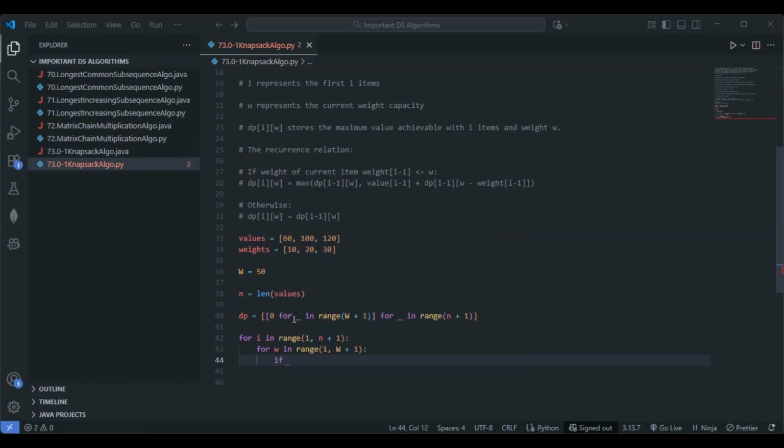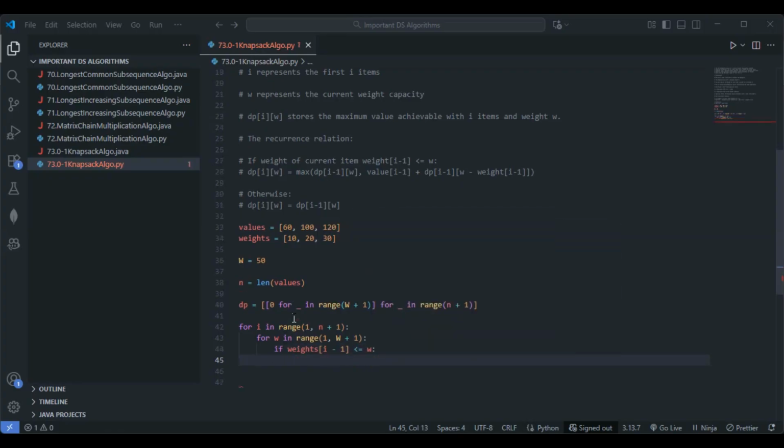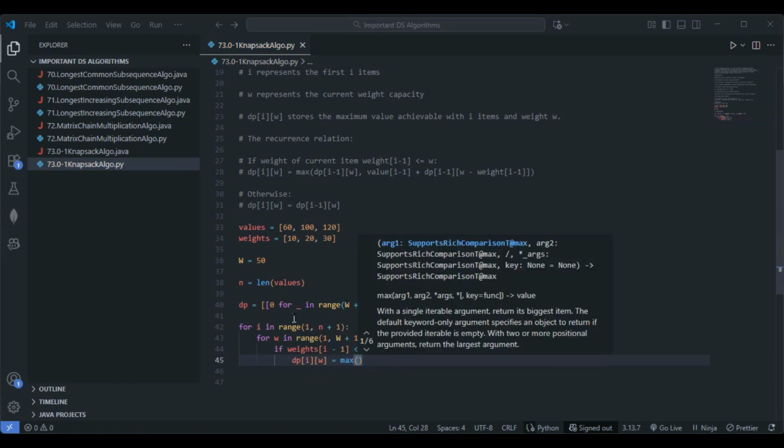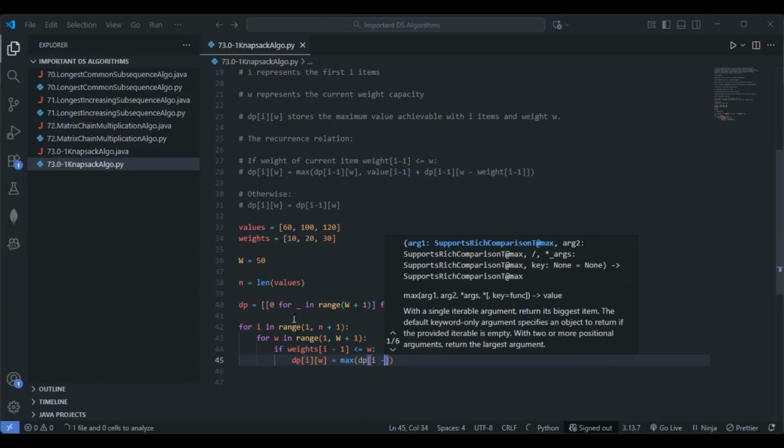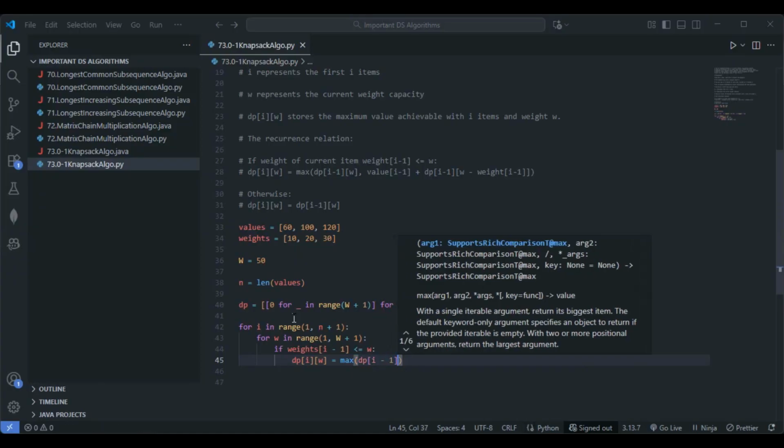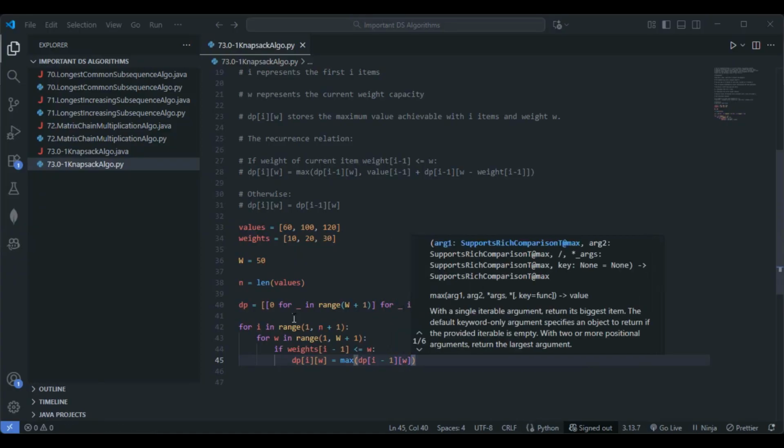How can I write? Here we have considered weights, so this is fine, weights of I minus 1. If it is less than or equal to W, then what we will do, let's take the maximum of including or excluding the item. So this one will be dp of I W, max of dp of I minus 1, W.